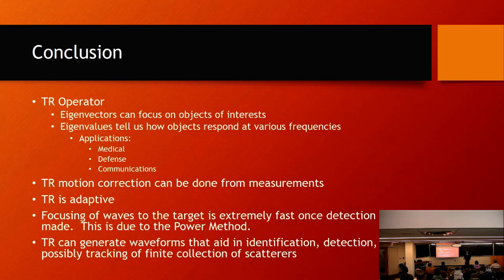This algorithm is adaptive, and it's actually very fast. 2, 3, 4 iterations, because the engine behind that is the power method. As long as those eigenvalues are strictly decreasing, you can get to this convergence fairly quickly. That's all I have.